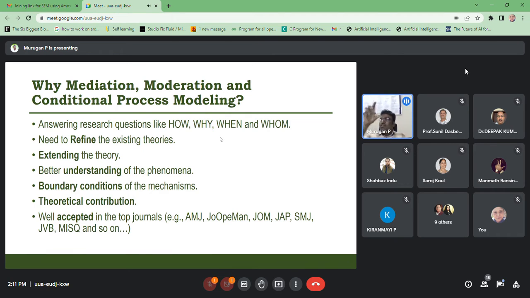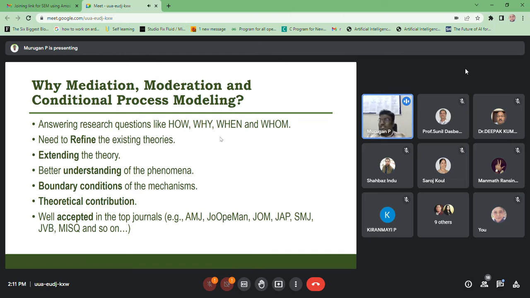Why is this mediator transmitting the effect from X to Y? Why does there exist a mediation effect between X and Y, or why is this mediator acting as a mediator between X and Y? To answer this set of research questions, one can also use mediation.